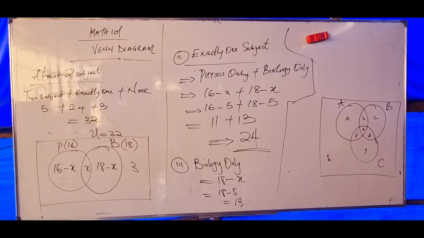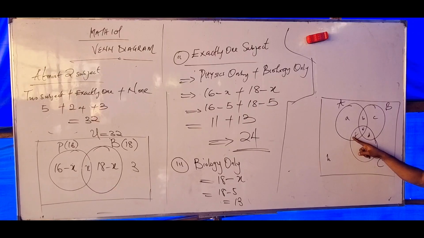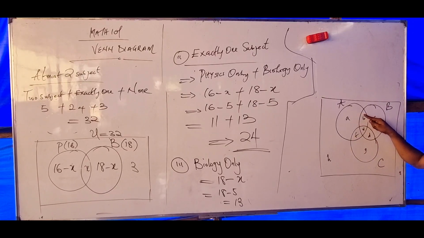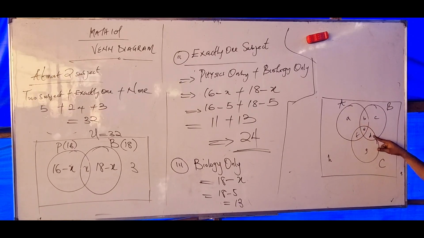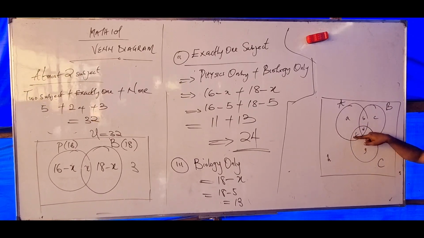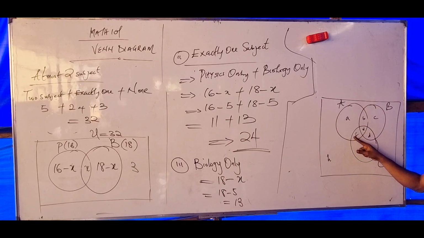When they say exactly 2, who can tell me? Exactly 2. B plus D plus what? F. This is exactly 2, because in this case we have only 2 subsets. A and B intersect here. B and C intersect here. A and C intersect here. So when I say exactly 2, is this, and this, right?